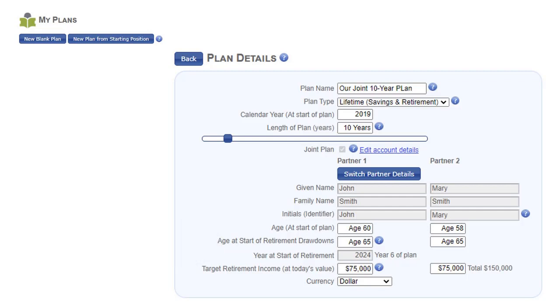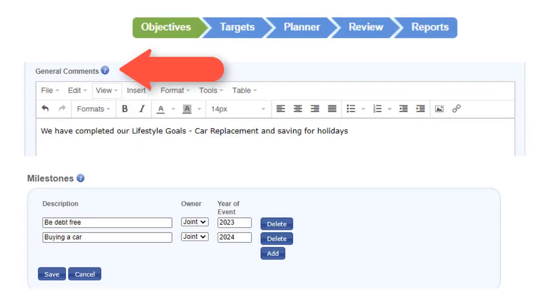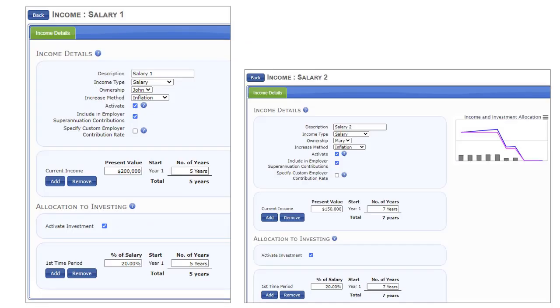You can also enter the target retirement income. This value is only used in the calculation of statistics and will not affect the plan. On the objectives chevron, you can enter the plan objectives, plan strategies, general comments, and any milestones. The information for salary and percentage saved has automatically been imported.